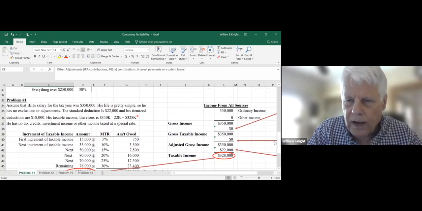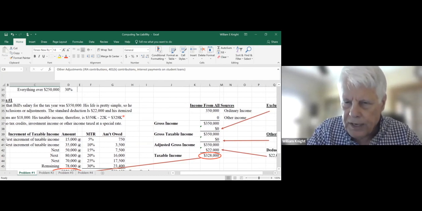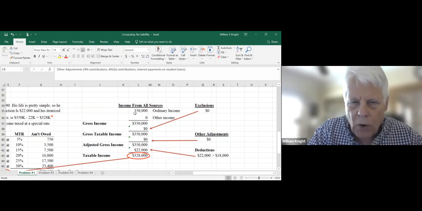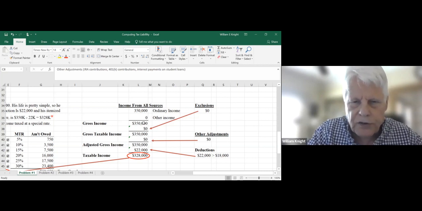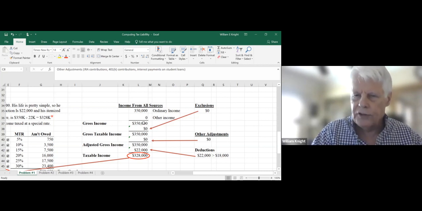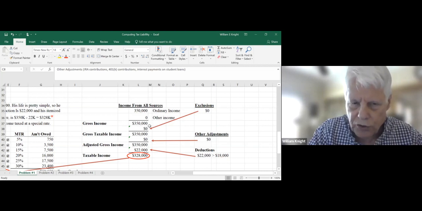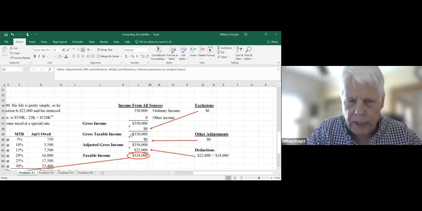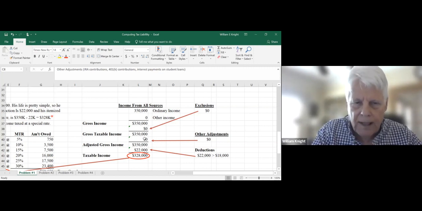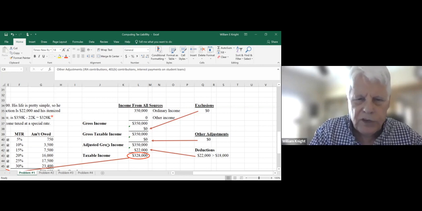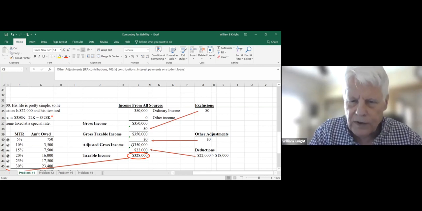So let's look over here at this table on the right to see a breakdown of his income. So there's his salary, $350,000. That's his ordinary income. He has no other income. So his gross income from all sources is $350,000. His life is simple, so he has no exclusions. So the exclusions are zero, meaning that his gross taxable income is $350,000. He has no adjustments. Adjustments are zero, meaning that his AGI, his adjusted gross income, is $350,000.